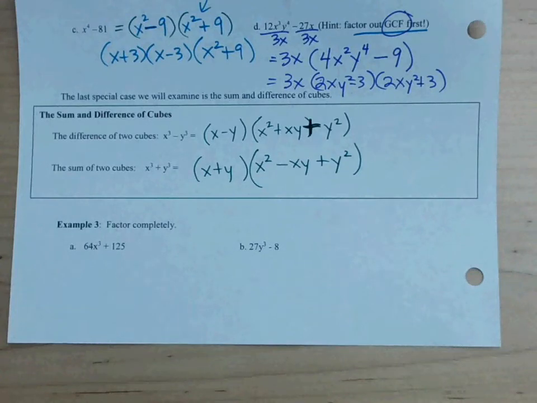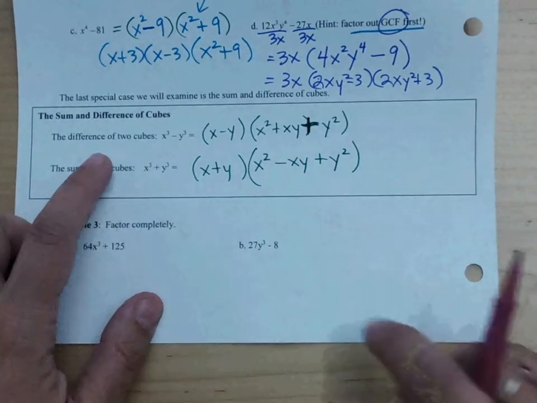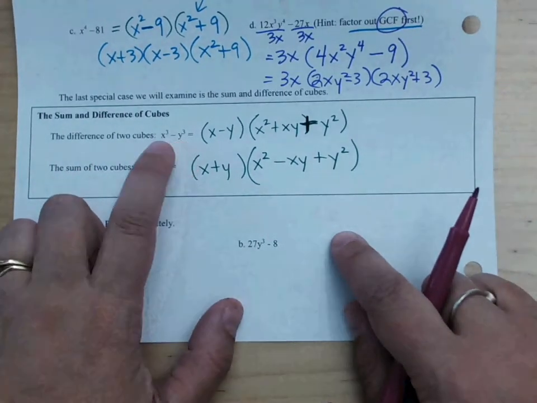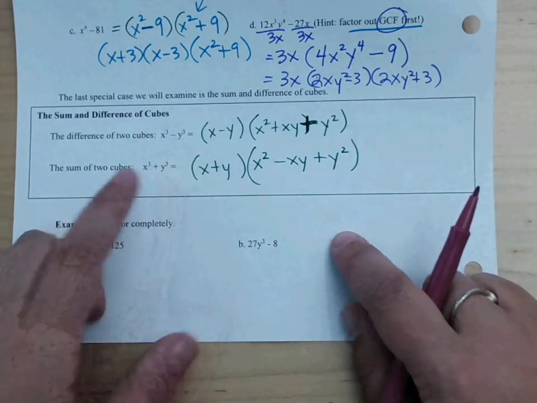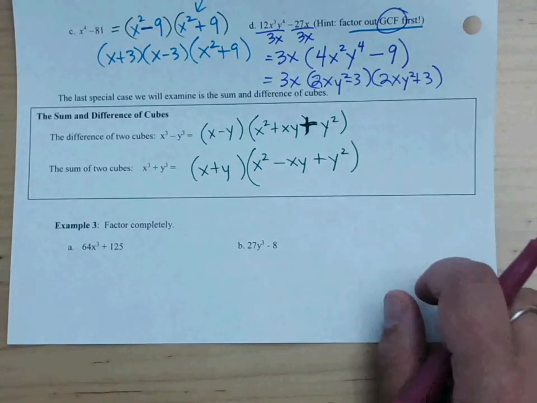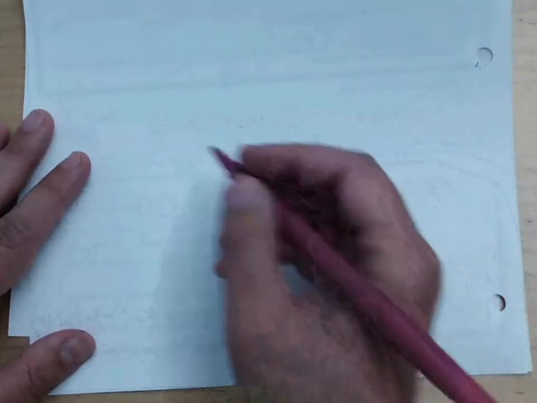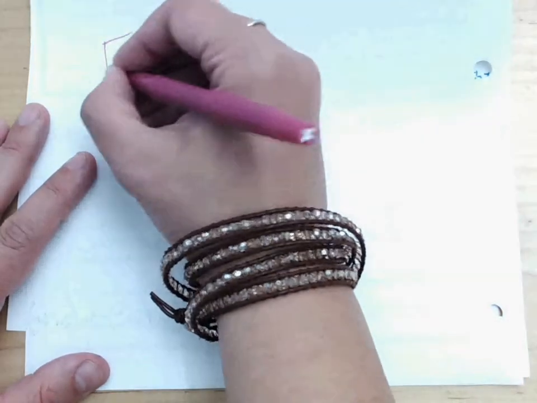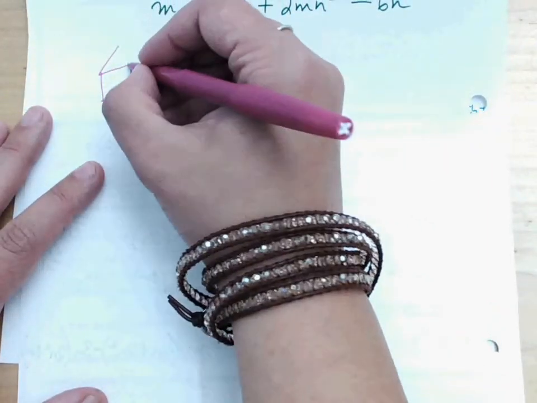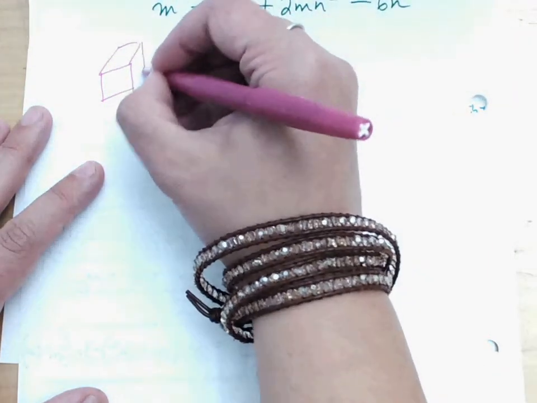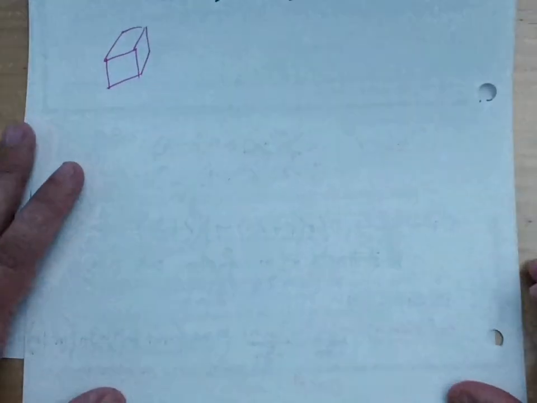Okay, and the last thing on special products is this idea of sum and difference of two cubes. So the idea here is like instead of squares, we have cubes. Well, what is a cube? What is a perfect cube? Let's talk about cubes for a second. So a cube is like a square, but instead of two-dimensional, it's three-dimensional.